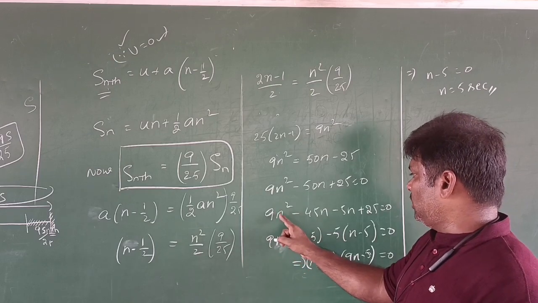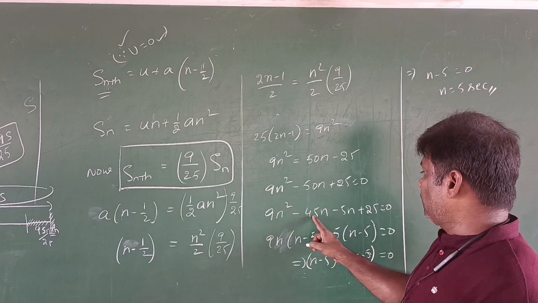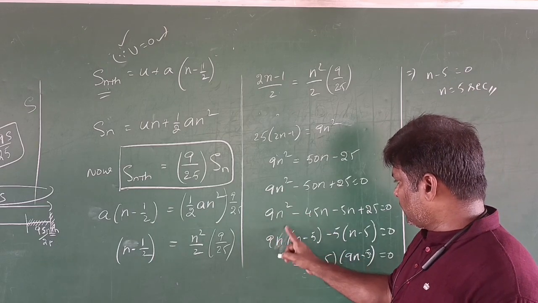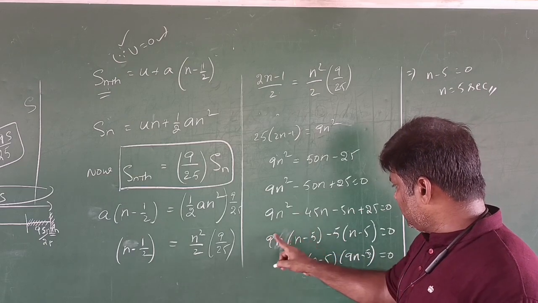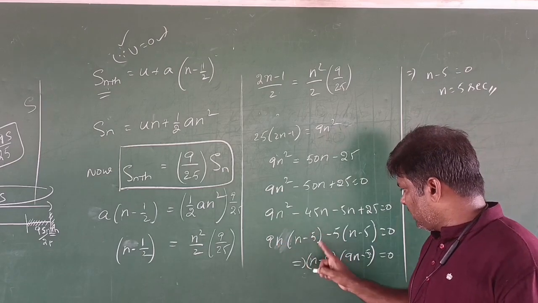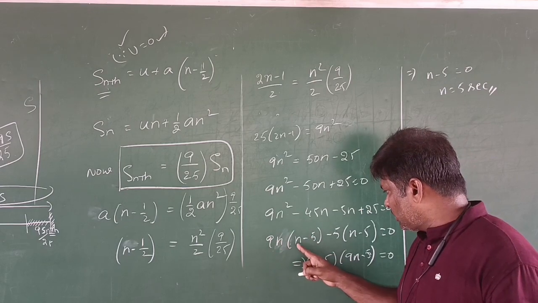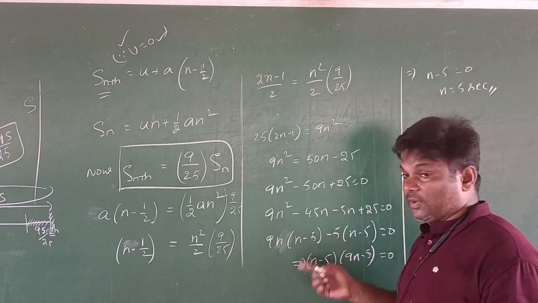Taking 9n as a common factor, you will get n minus 5 here. Just multiply this n minus 5 with the 9n, and you will get the previous expression. Observe, 9n into n gives 9n square, and 9n into minus 5 gives minus 45n.